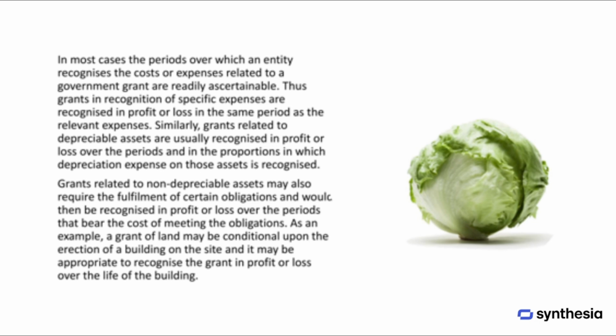Similarly, grants related to assets that depreciate are usually recognized in profit or loss over the same periods and in the same proportions as the depreciation expense on those assets. For grants related to assets that do not depreciate, there may be certain conditions to fulfill. In these cases, the grant is recognized in profit or loss over the time it takes to meet those obligations. For example, a grant of land might require the construction of a building, and the grant would then be recognized over the building's useful life.